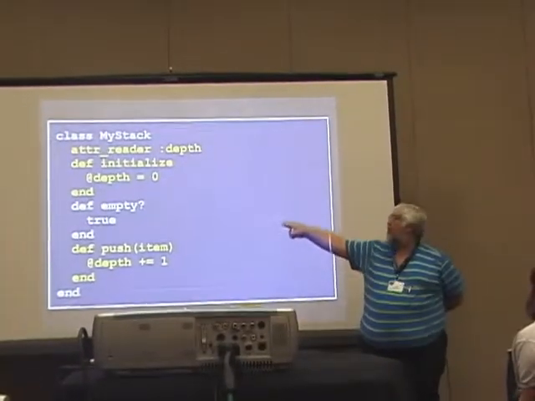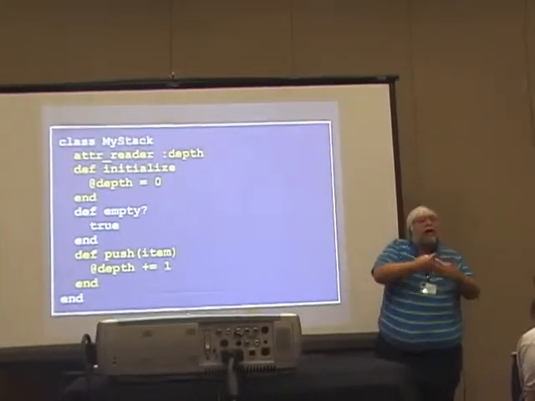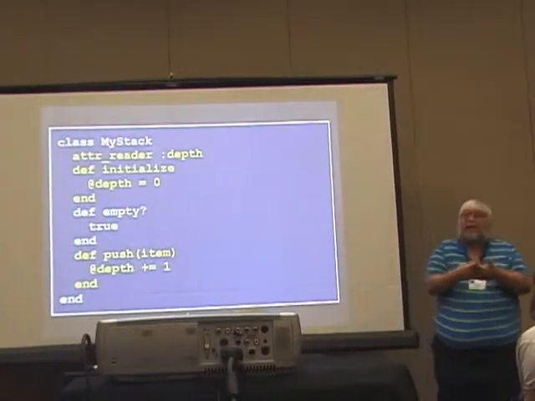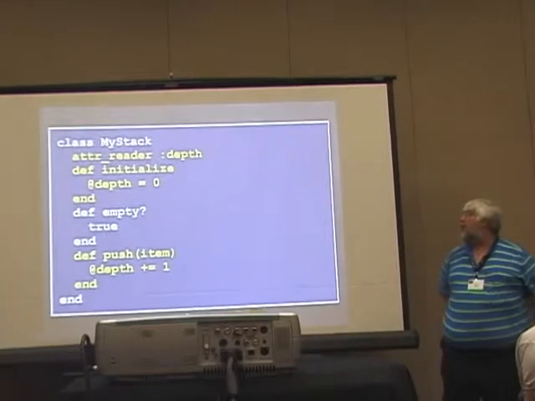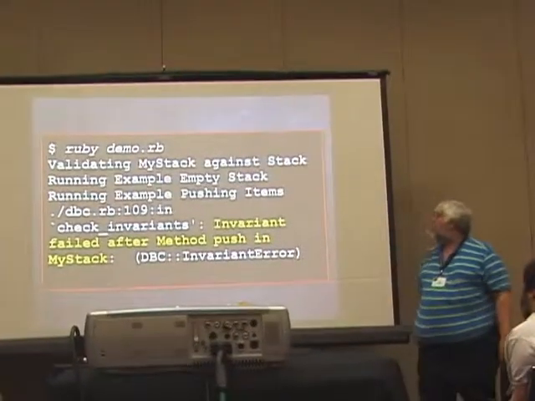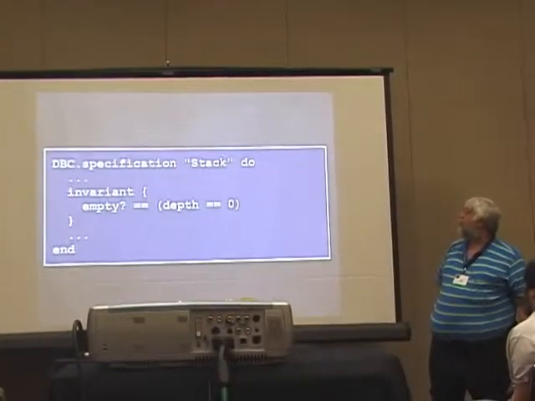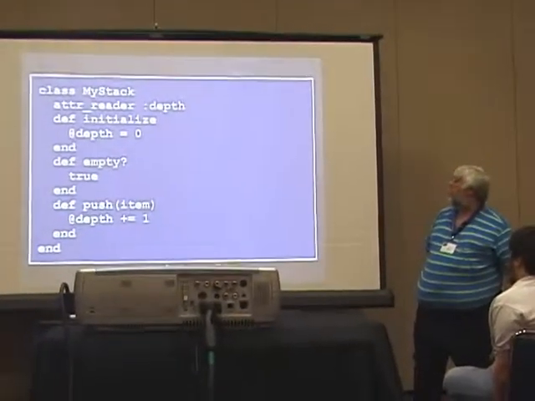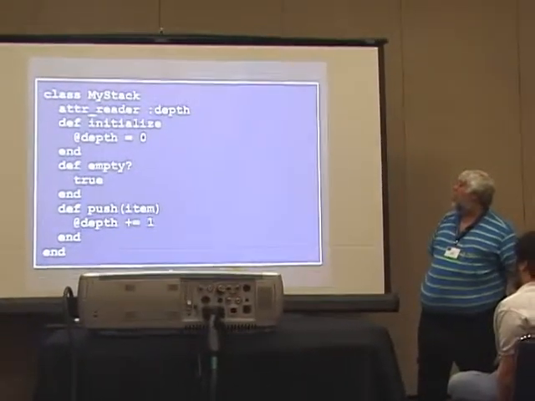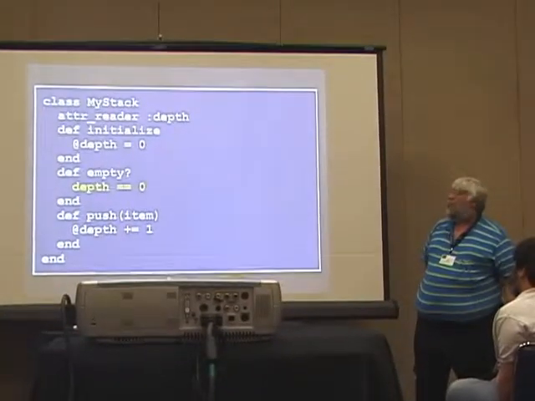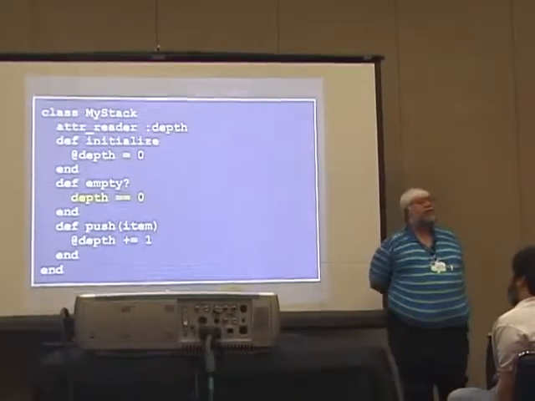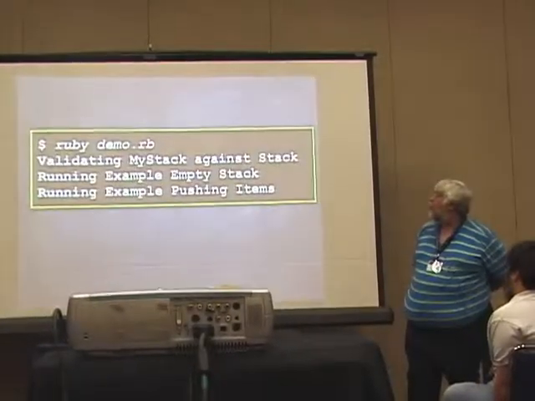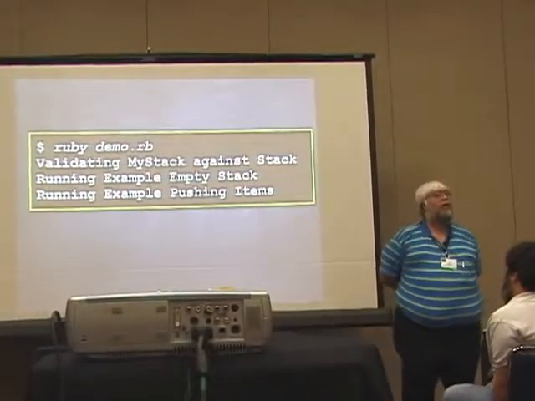But depth and empty are tied together in a special relationship in that invariant. And our specification framework caught that and is complaining about it now. So what we have to do, there's the invariant. So what we have to actually do is go in and modify empty so it actually senses the true depth. Run it, and now our examples work again.